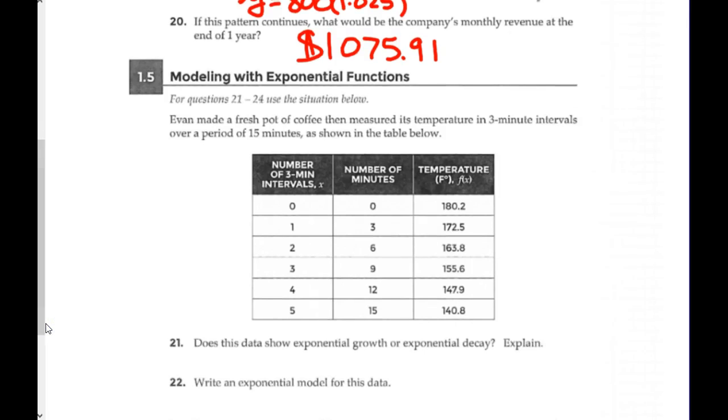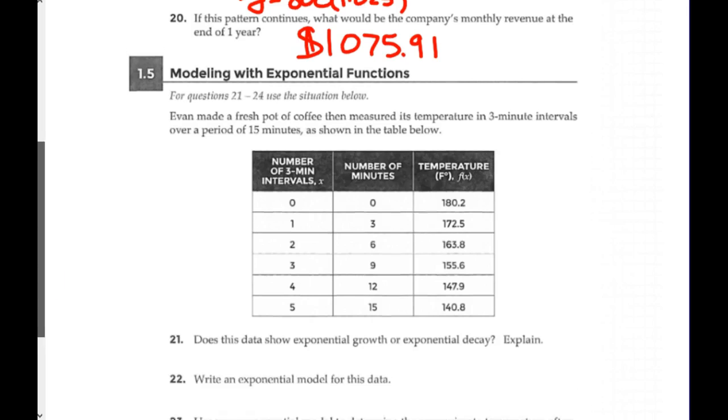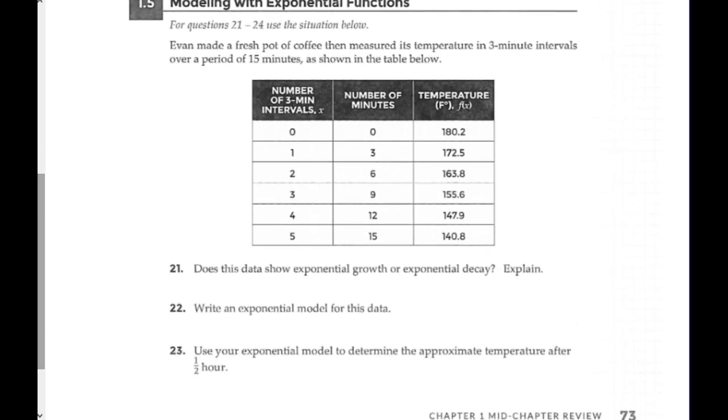All right. You got a fresh pot of coffee, 3-minute intervals, talking about the temperature. So, does this data show growth or decay? If it's starting at 180 and going down to 140, that is decay, decreasing exponentially.